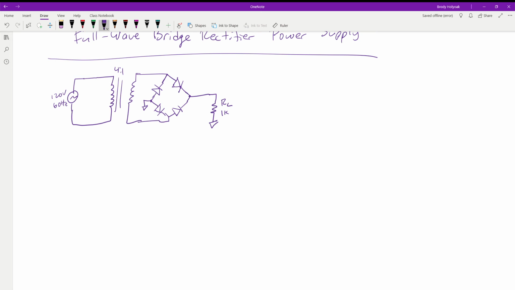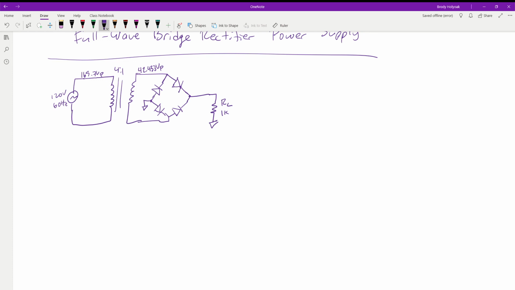So how this works is, again, we have 120 volts RMS. We need to convert that to peak. So we have 169.7 volts peak. We come through our transformer, which is a 4-to-1, and it drops it down to a 42.433 volt peak on this guy.